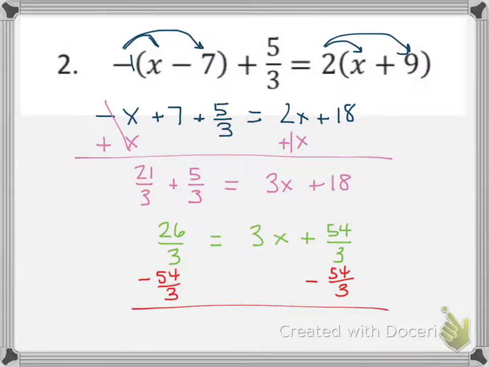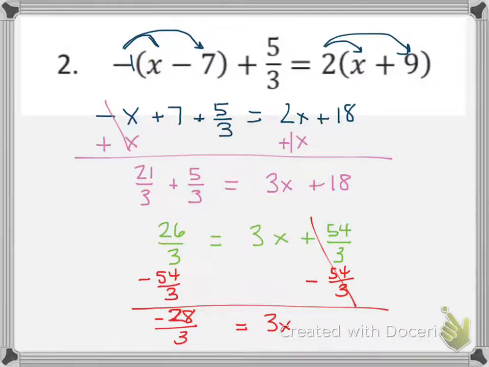And when we do that, this goes away, and we get 3x is equal to a negative 54 and a positive 26. If we put those together, we get a negative 28/3. Negative 28/3 is equal to 3x.